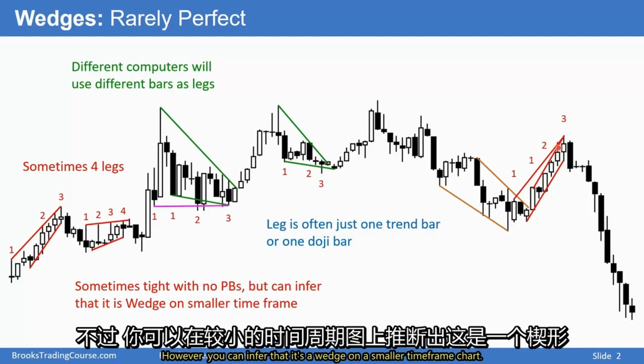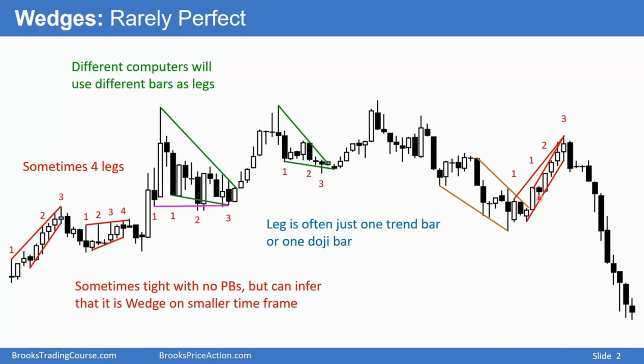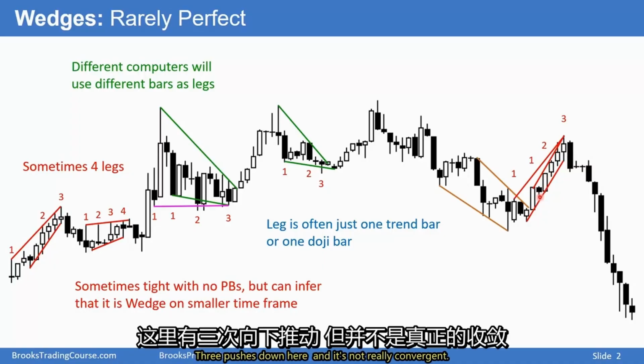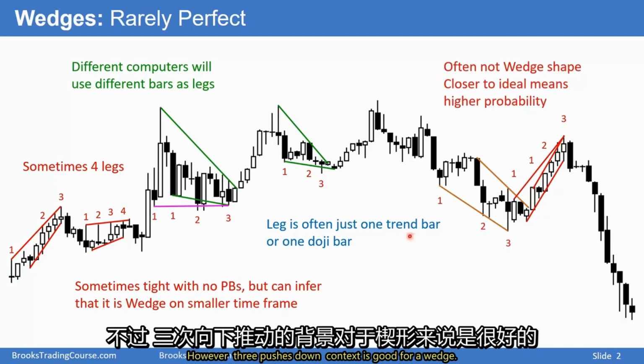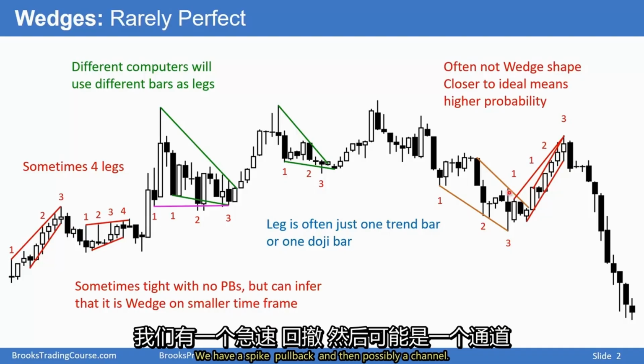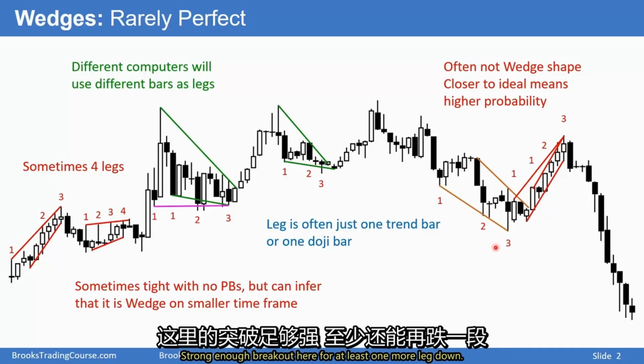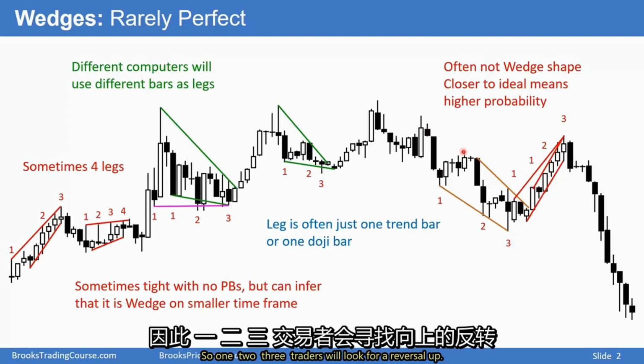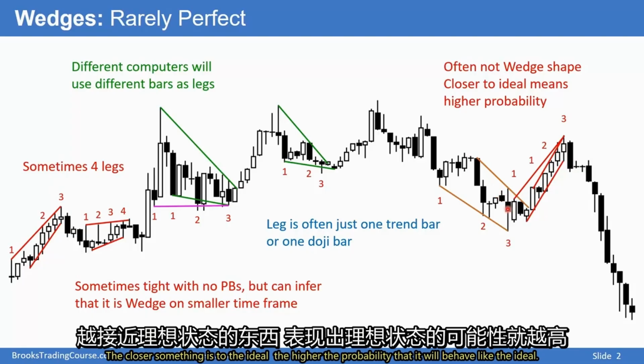Again, very tight channel. Does not look like a wedge here. However, you can infer that it's a wedge on a smaller time frame chart. 3 pushes down here, and it's not really convergent. However, 3 pushes down, context is good for a wedge. We have a spike, pullback, and then possibly a channel. Strong enough breakout here for at least 1 more leg down. So 1, 2, 3, traders will look for a reversal up.